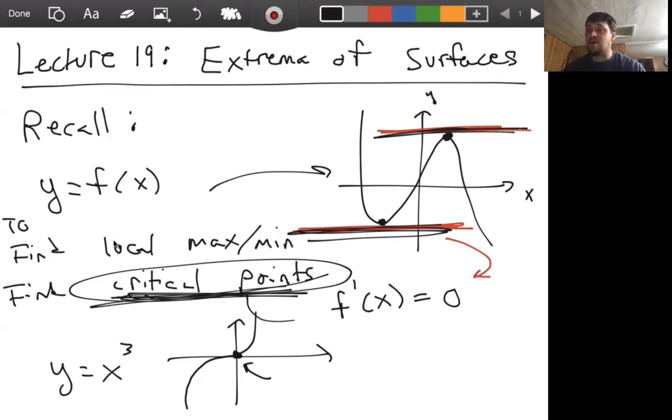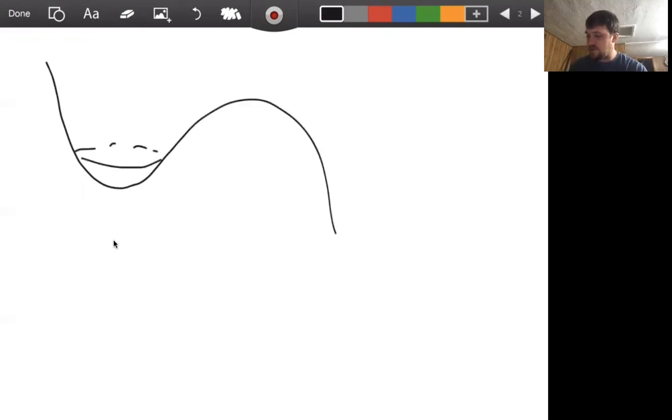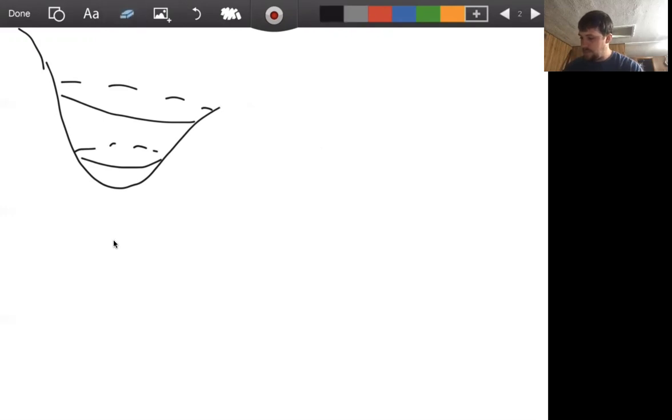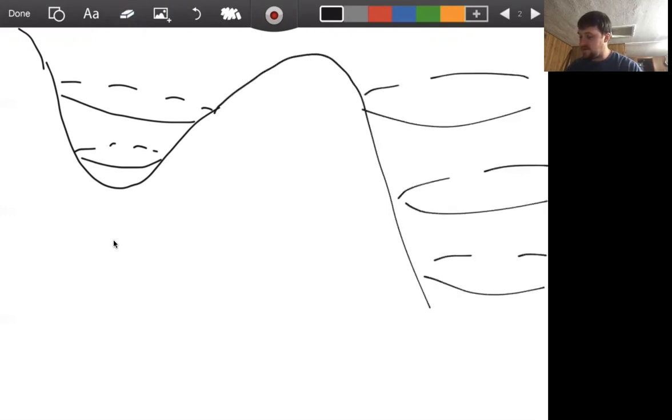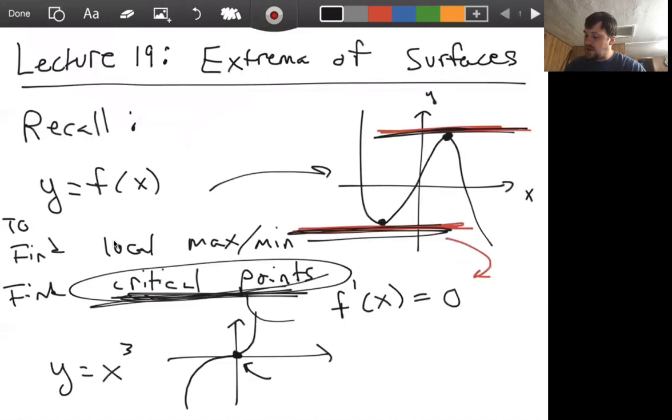But now we want to calculate extrema of surfaces. And so what will this look like? Now, when we're looking at extrema of surfaces, let's say we have some surface doing something like this. And maybe here it's extending upwards infinitely, and this one's extending downward infinitely. Something like this, right? So the surface is all at the top of the screen up here. Okay, and we want to find maxima and minima here, but now we need an idea of critical points again.